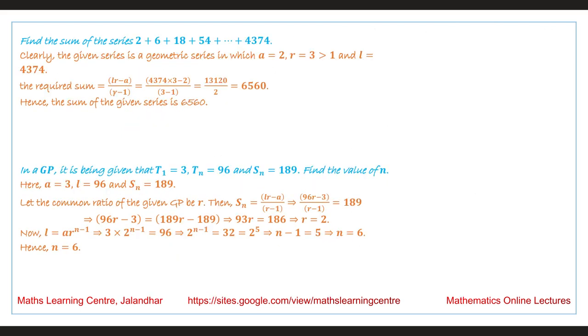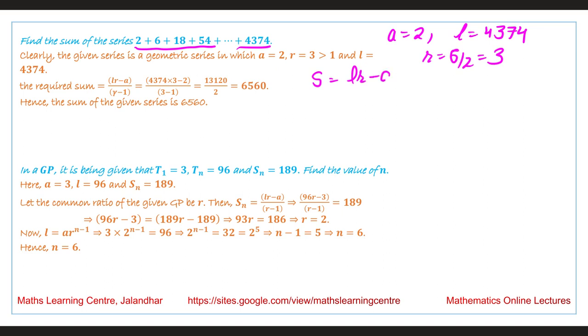Next is: find the sum of this series. So the first term, the value of a, is given to be 2. The last term is 4374. The value of r is 6 by 2, which is equal to 3. Now the sum is equal to lr minus a over r minus 1. So substituting these values over here, we will obtain 4374 into 3 minus 2 divided by 3 minus 1.